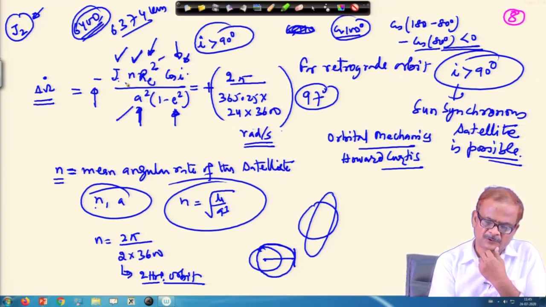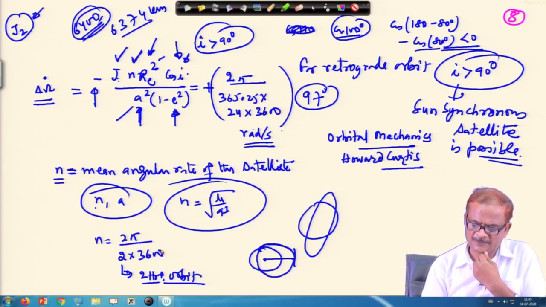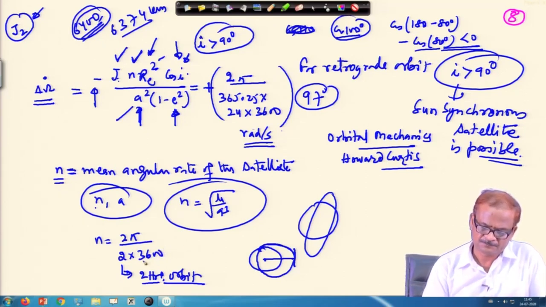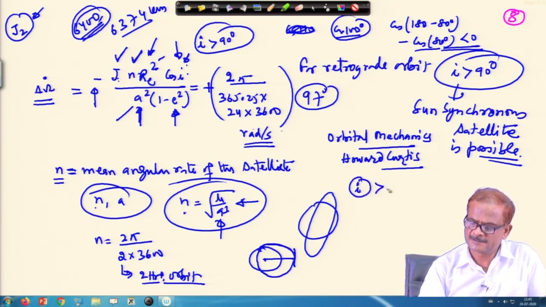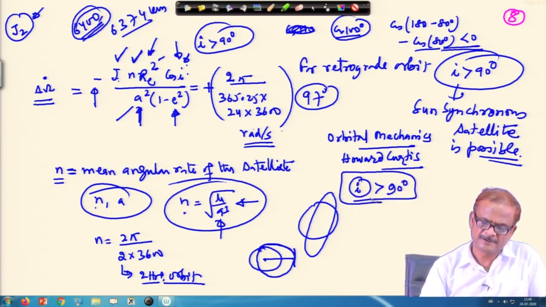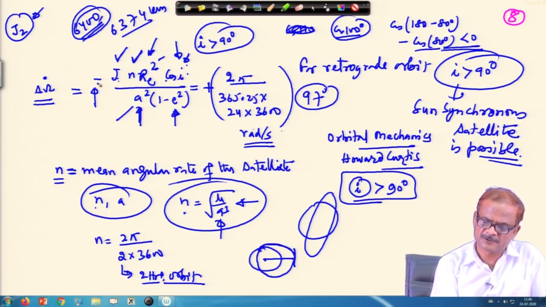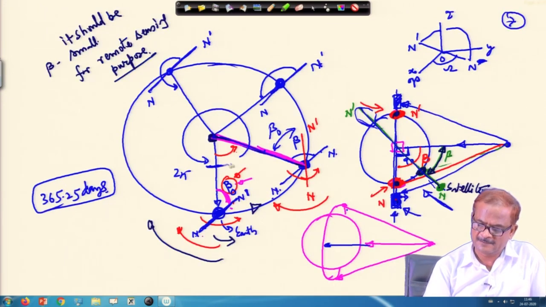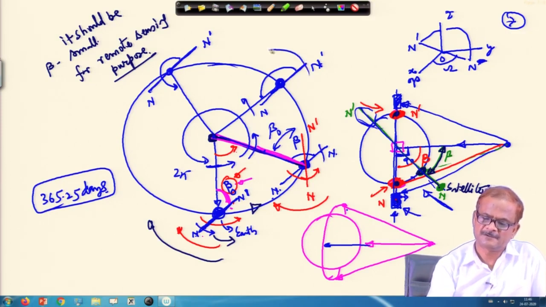Choosing the RE values properly, you can always calculate your orbit or orbit period using n equal to root of mu by a cube. So once you choose a, n is available to you. So from there you find out the value of I. So for this I, once it is greater than 90 degrees, you are going to get this quantity as negative, this makes it positive, and therefore you are getting delta capital omega dot, which is matching with the progression of this line. So this line is progressing here in this direction. So at the same rate, your nodal line will also progress in this direction, like this.